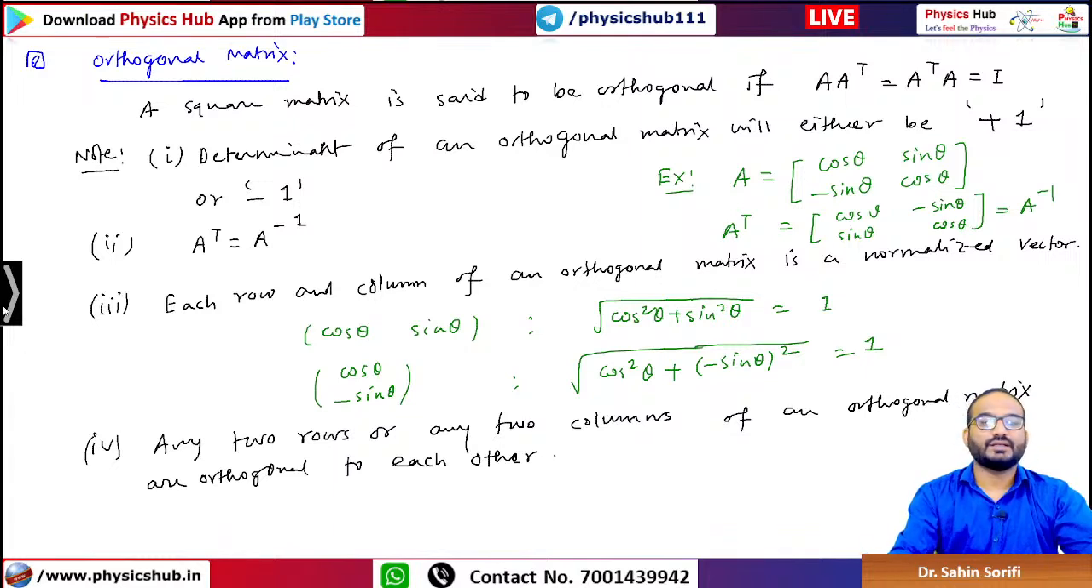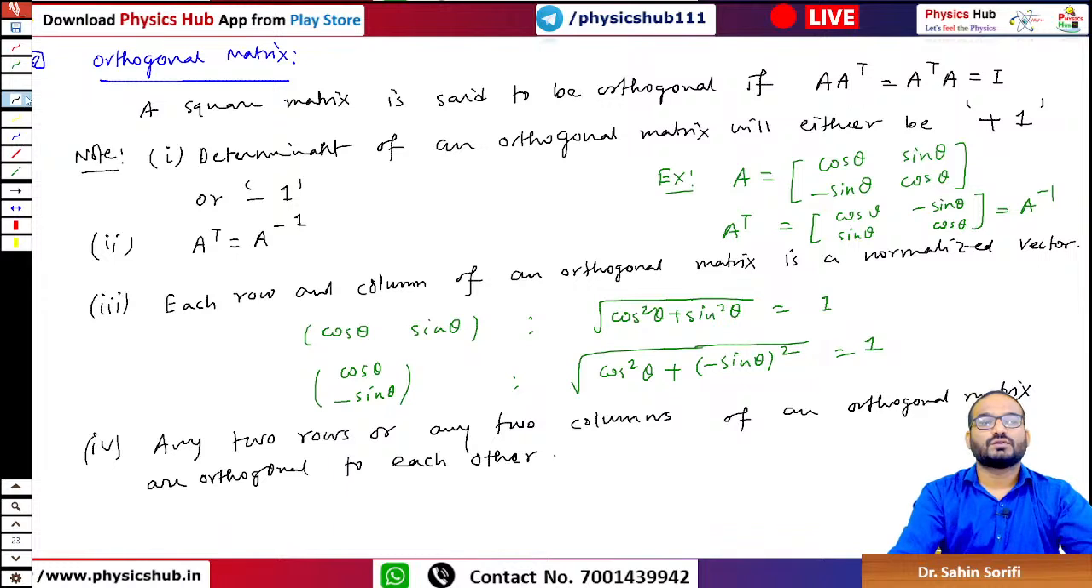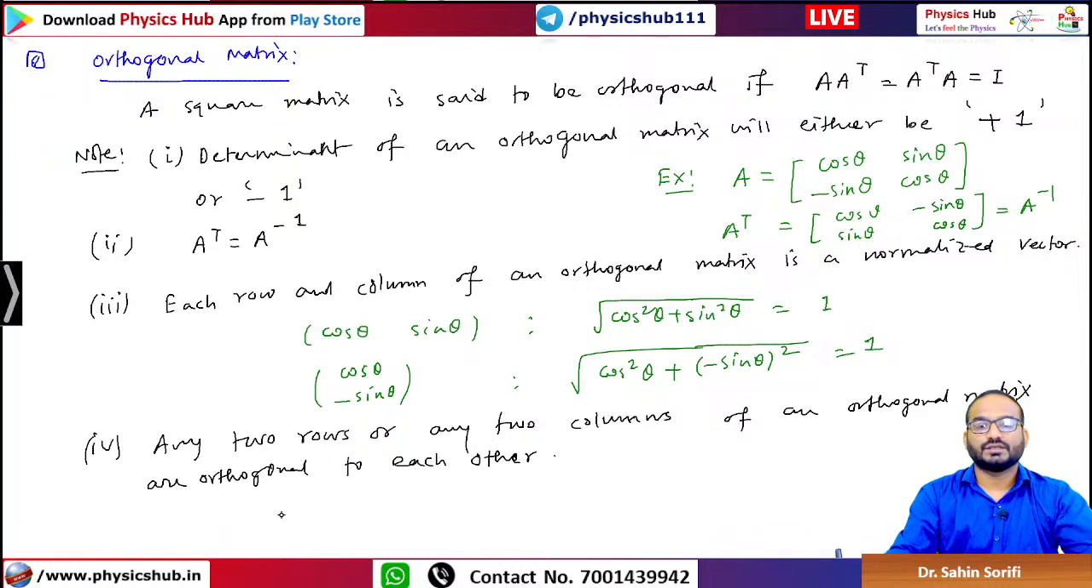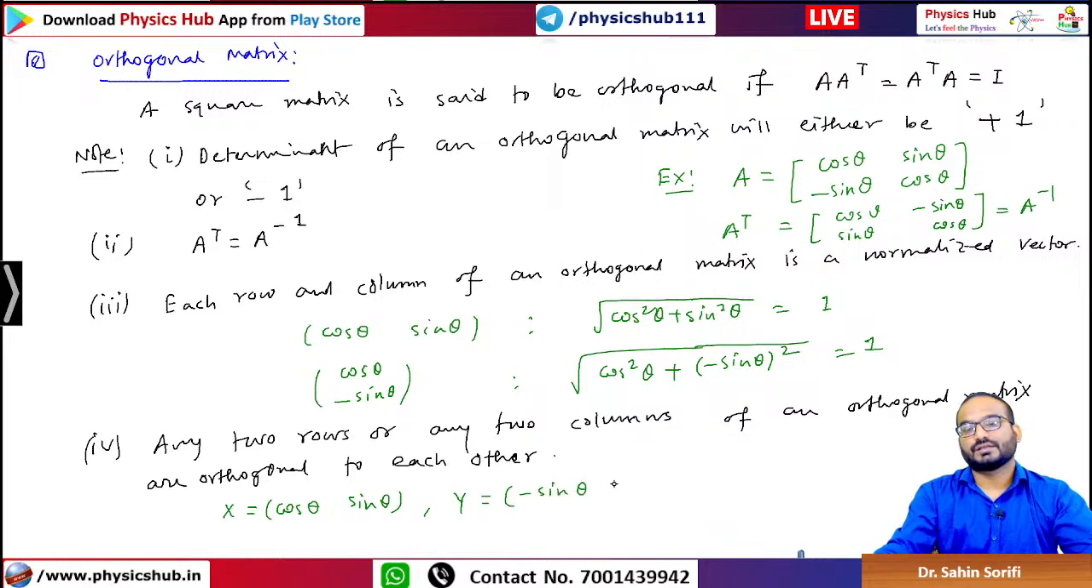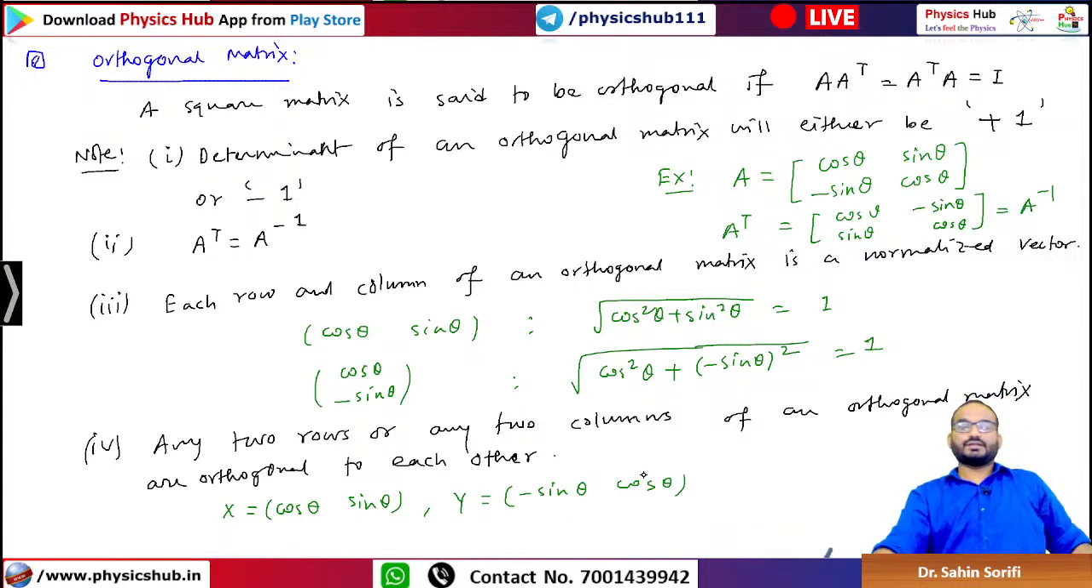For an example, take any two rows or any two columns. Two rows, we can take one row, let's say cos theta, sin theta. This is one row, let's name this x, and another row is minus sin theta, cos theta. So any two rows or any two columns of an orthogonal matrix are orthogonal to each other.